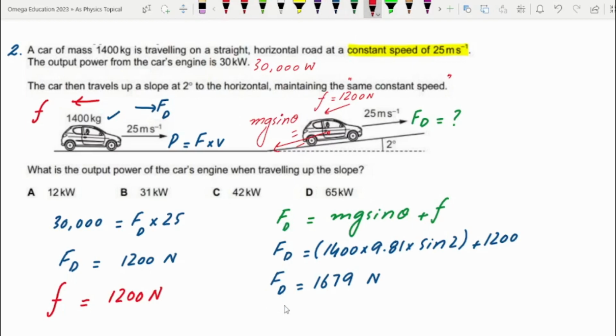All we gotta do is to find the output power. So power equals to force into speed. We can hit it on the calculator, whatever the answer was, times 25. 41975.